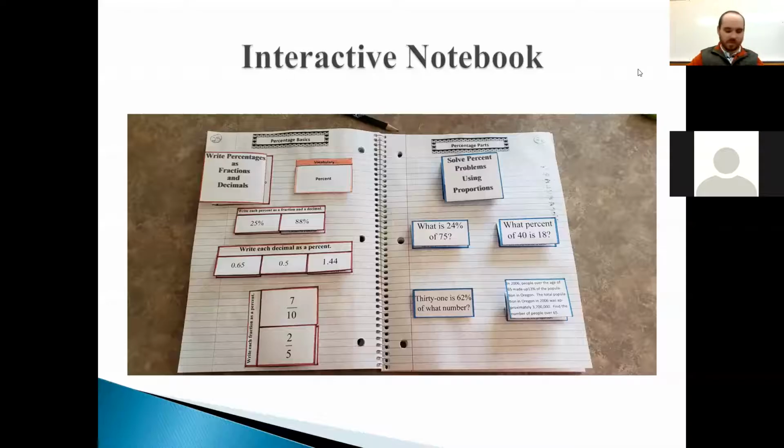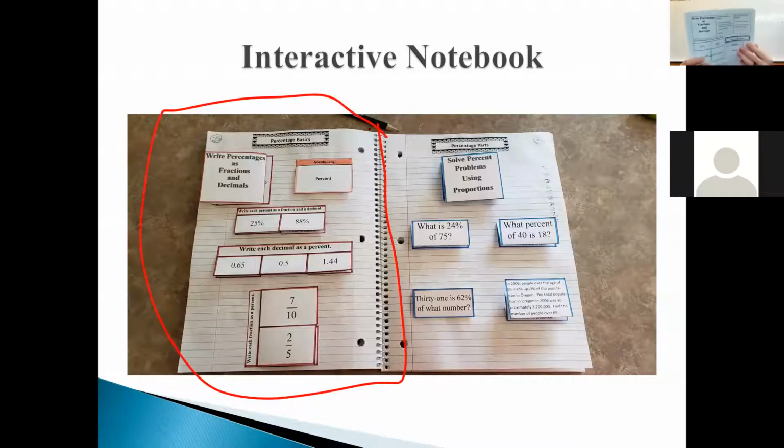So this is what we're going to be working on today, the interactive notebook for percentage basics. We're only going to be doing this first page right in here. So you can ignore the second one. It's the next 2 pages in your interactive notebook packet, but this one only has like 2 things to it.